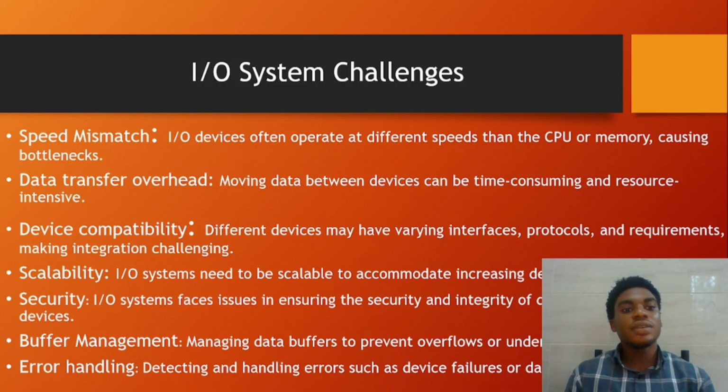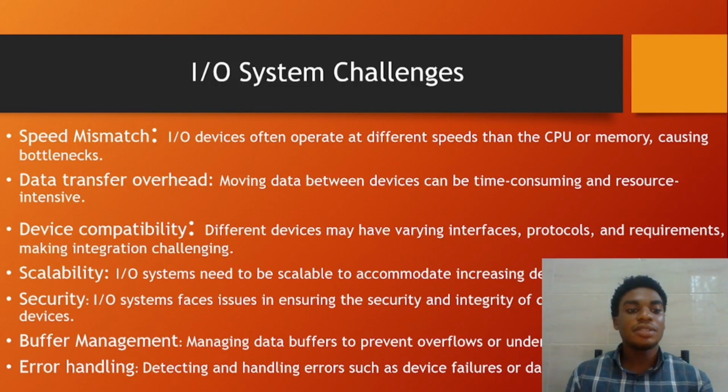Okay, one, speed mismatch. I/O devices often operate at different speed than the CPU or memory, causing bottleneck. Two, data transfer overhead. Moving data between devices can be time consuming and resource intensive. Three, device compatibility. This means different devices may have varying interface protocol and requirements, making integration challenging.